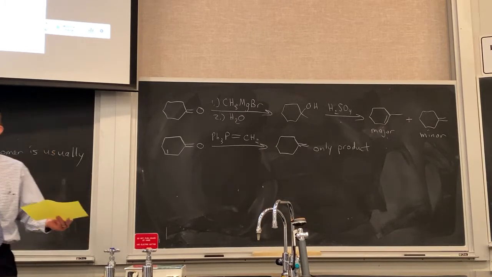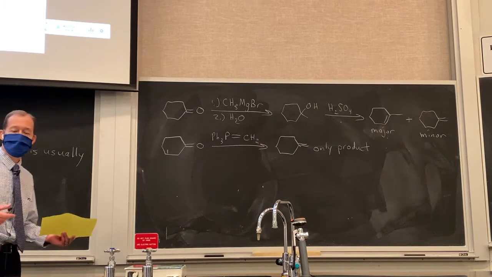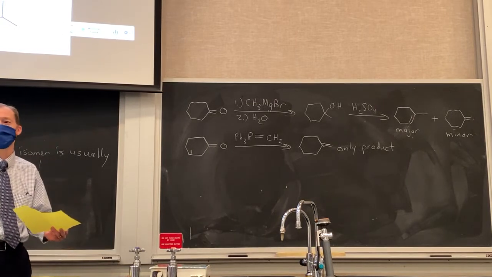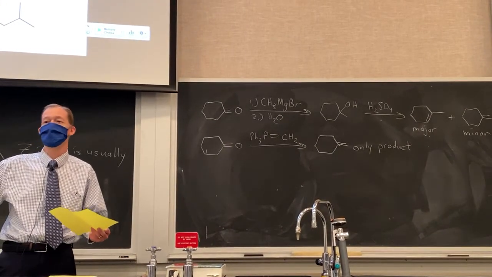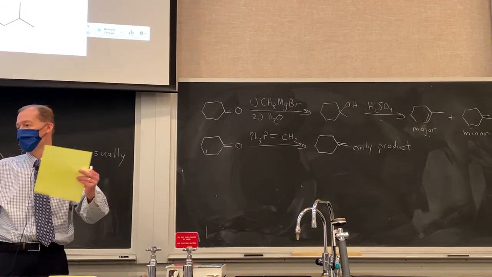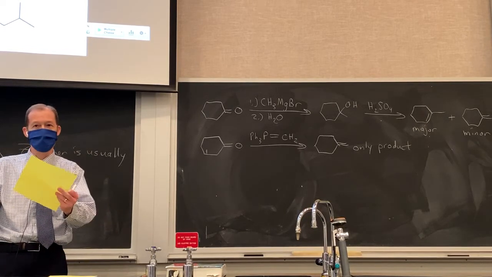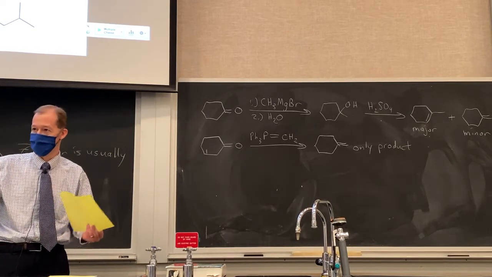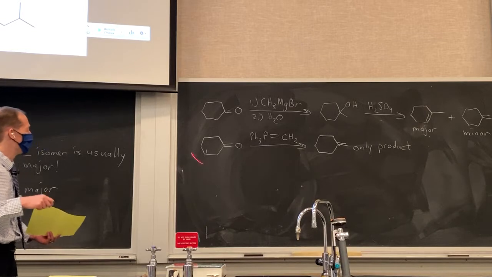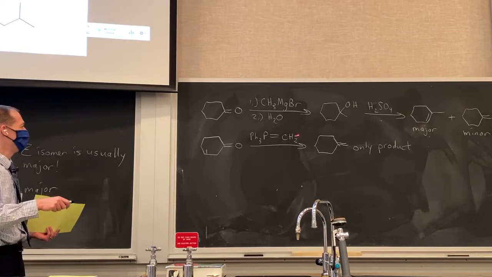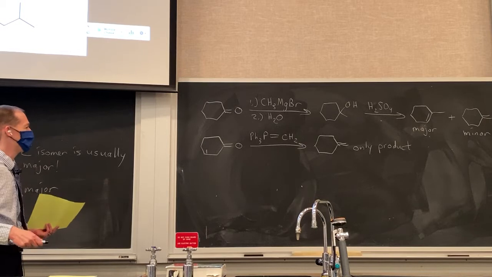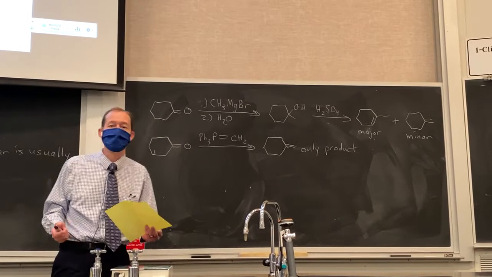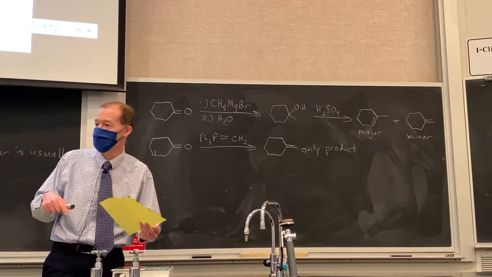But what if we want the minor product? Well, this plays into the advantage of the Wittig reaction, which is that the Wittig reaction will give you a single constitutional isomer in all cases. You know where that carbon-carbon bond of the alkene is going to be. It's going to be between the carbonyl carbon of your aldehyde or ketone and the negatively charged carbon of your Wittig reagent. So if we react cyclohexanone with this, our simplest Wittig reagent, we're going to get this as our only product.